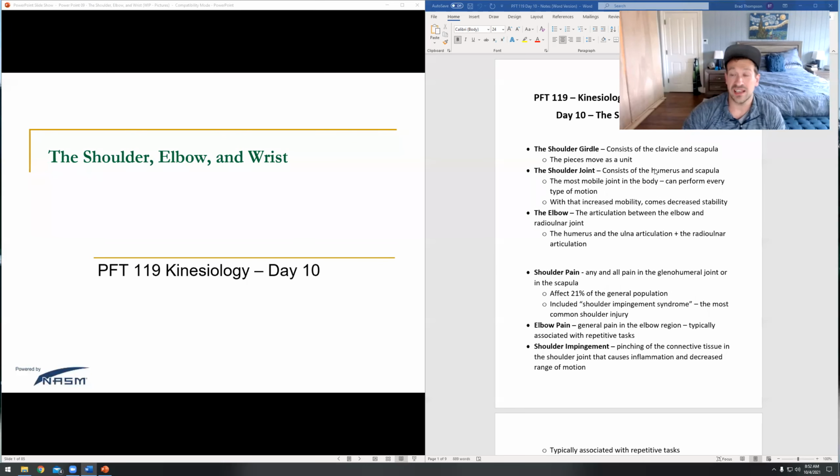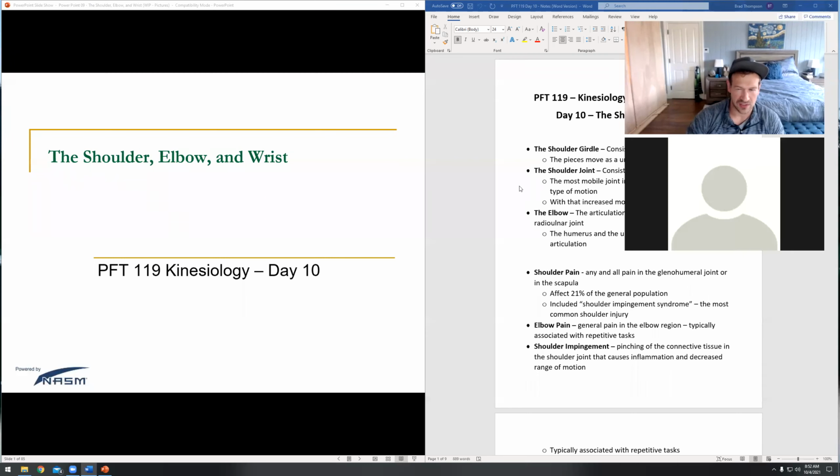Alrighty, guys. So today I will... You'll notice the notes say that it is day 10. All that's true. This is PowerPoint 9. However, you'll notice that it says it is for the shoulder, elbow, and wrist. I put the wrist stuff in the PowerPoint in case you guys want to take a look at it, but it's not something that you're ever tested on.